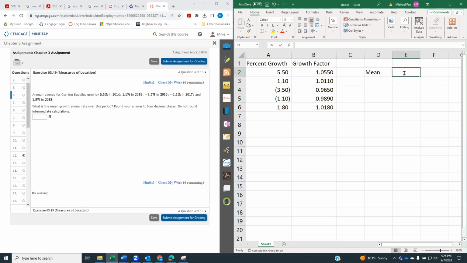Anything that's below 1 would be negative growth, and anything above 1 would be positive growth. Then we can use the geomean function, equals geomean, highlight those growth factors, and that's going to give us a geometric mean of all of those growth factors. But we can't put that number in for our answer because it's asking for our answer in percentages. So now we just have to use algebra, in essence, to convert this growth factor back into a percent.